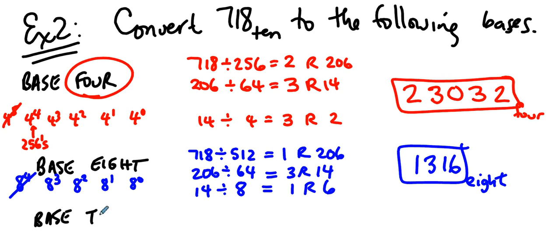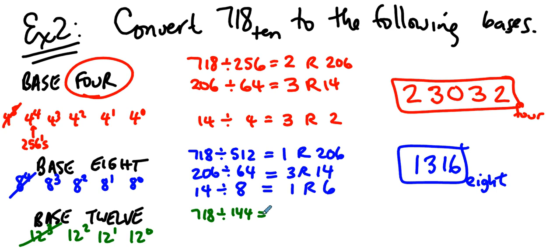Well, what about base 12? In base 12, the place values are the 1s, the 12s, the 144s, the 1728s. That's too big. So we know we're going to have a 3-digit number, and the biggest place is the 144's place. How many 144's are there in 718? There are 4, with 142 left over.